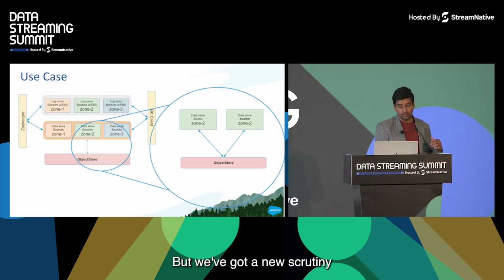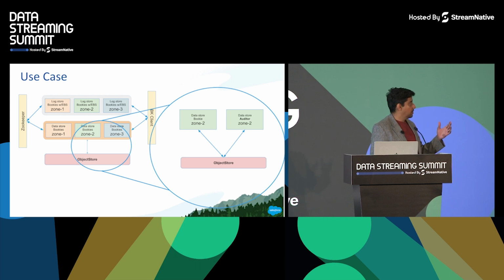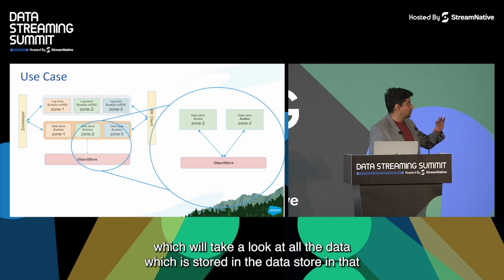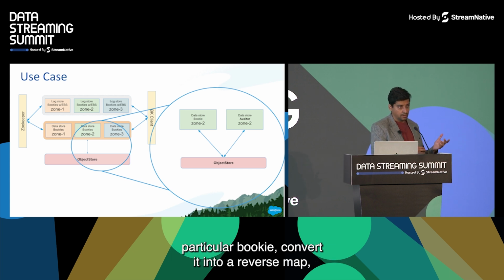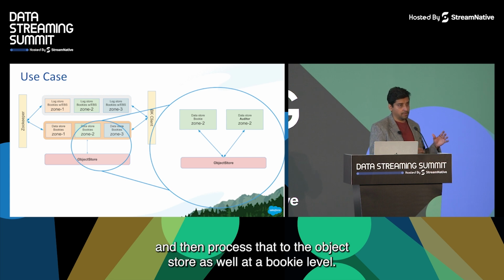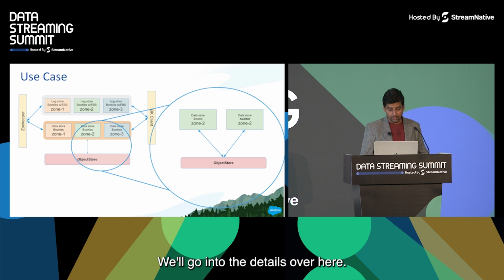But we've got a new scrutiny which will take a look at all the data which is stored in the data store in that particular bookie, convert it into a reverse map, and then process that to the object store as well at a bookie level. We'll go into the details over here.